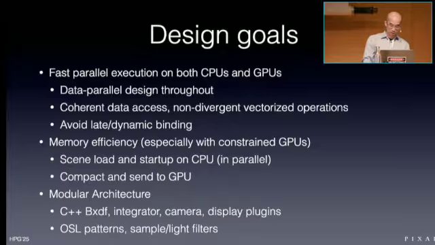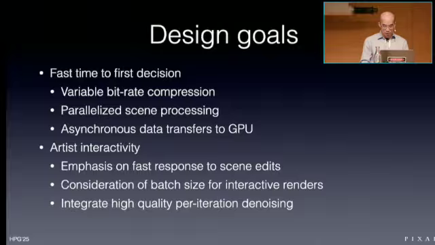XPU also avoids any late binding of dynamic data, which was prevalent and costly in RIS, our previous rendering architecture. In order to ray trace and shade on memory-constrained GPUs, scene load and startup takes place in the CPU, where we can afford to use more memory during the conversion of complex data into smaller GPU-friendly array-based data layouts. And to achieve flexibility needed for production, we settled on an architecture where BXDF, integrator, camera, and display functionality is added via plugins that are C++ shared libraries, and the rest of it, patterns, sample, and display filters, are written in OSL.